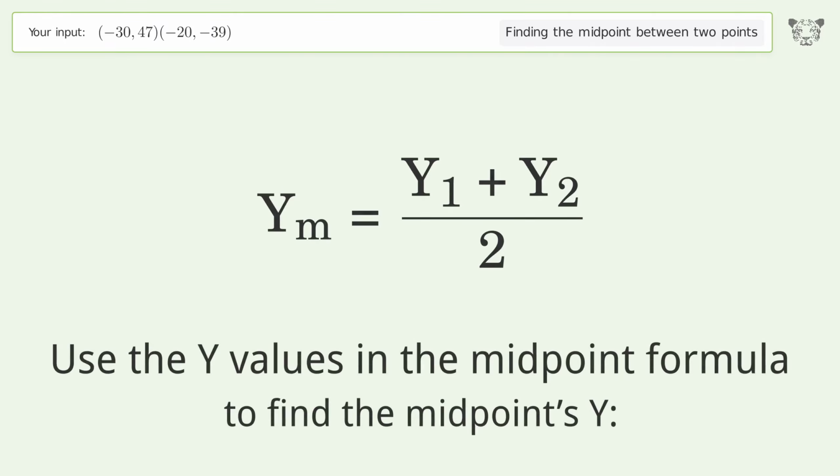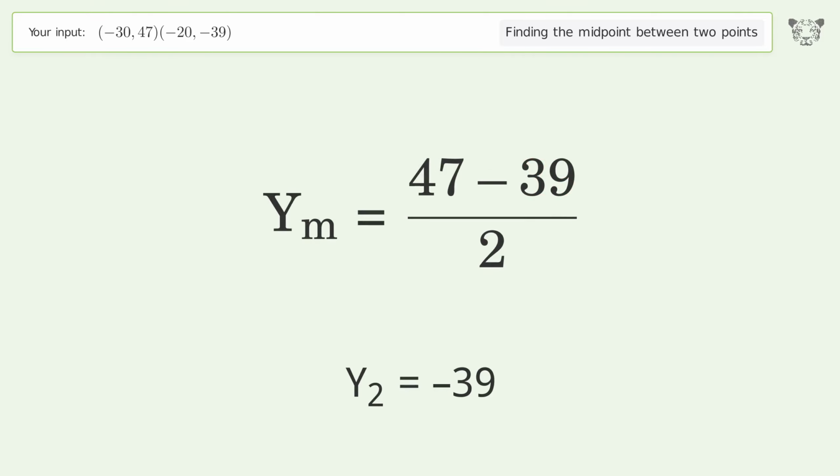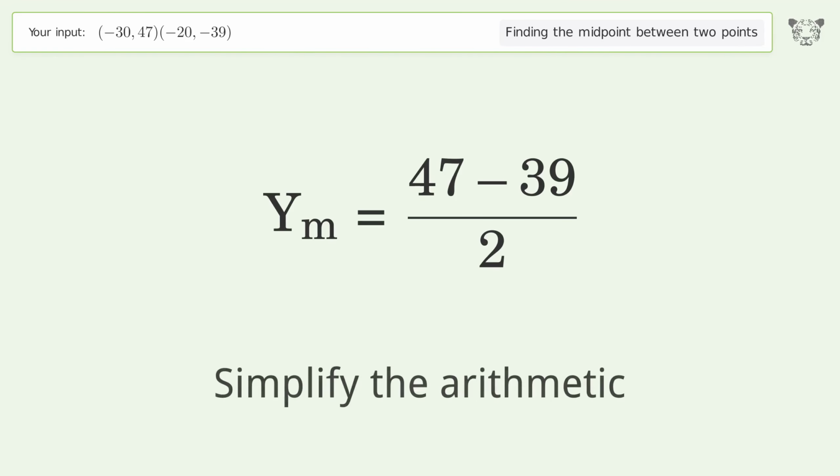Use the y values in the midpoint formula to find the midpoint's y. y1 equals 47. y2 equals -39. Simplify the arithmetic.